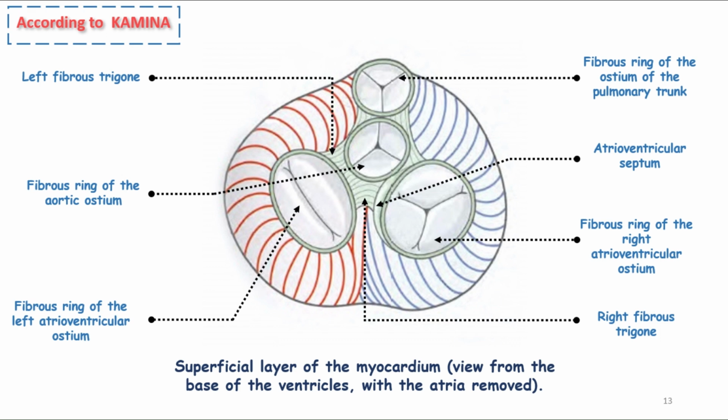We also see the left and right fibrous trigons. They form the central part of the fibrous skeleton and act as structural junctions between the fibrous rings. Importantly, the atrioventricular septum, seen here between the right atrioventricular and aortic rings, houses the bundle of His, linking the atrial and ventricular conduction systems. Overall, this diagram captures the architectural complexity of the superficial myocardium, where muscular dynamics are closely integrated with the fibrous framework. Together, they ensure both mechanical efficiency and electrical coordination within the heart.